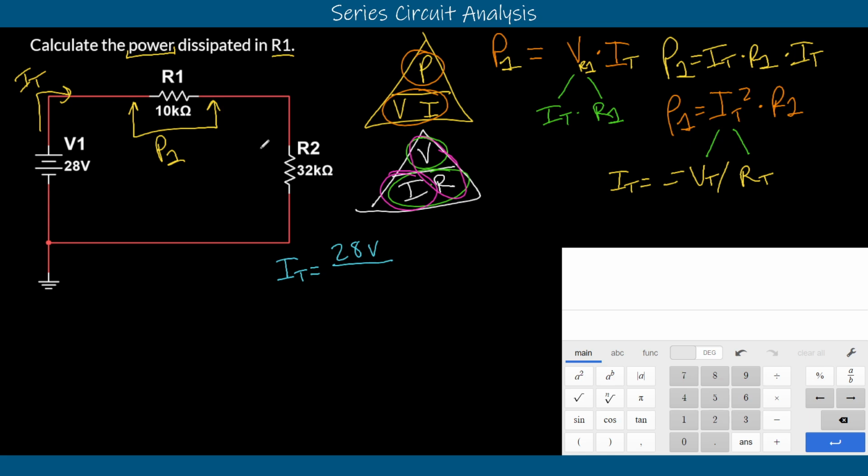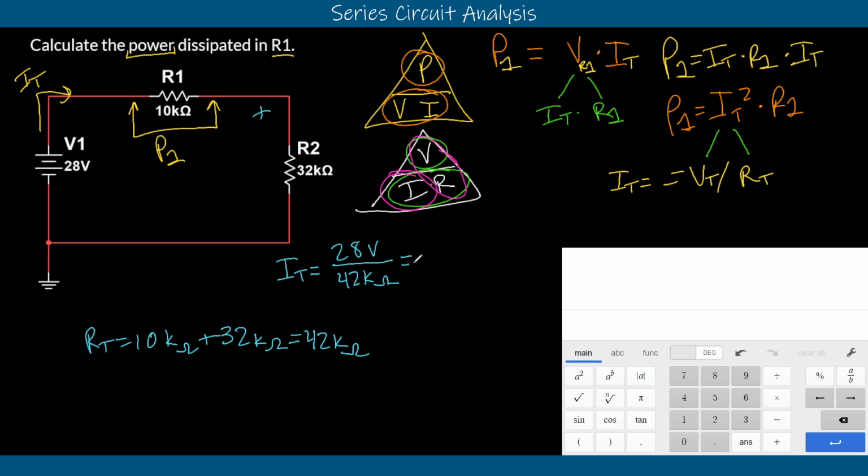This is a series circuit, so we know that series resistors will sum. So we should find that RT is the sum of our two series components. So we'll write that down. We'll say RT equals 10K ohms plus 32 ohms, and that's going to give us 42 kilo ohms. So 42,000 ohms. So that's what we put on the bottom of our IT equation.